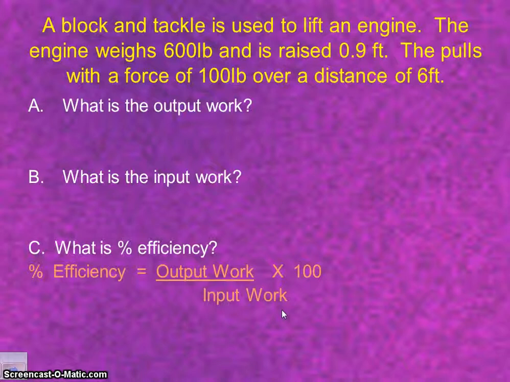Alright, so let's take a look at this problem. We have a block and tackle. Now, if you're not familiar with the block and tackle, a block and tackle has a series of pulleys in it and gears. And what it's used for is to lift heavy items. In this case, we're going to lift an engine. The engine weighs 600 pounds, and it needs to be raised 0.9 feet.